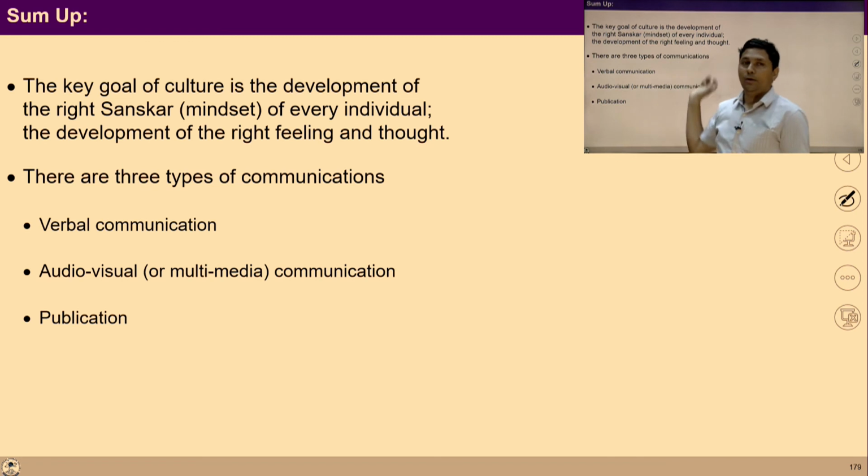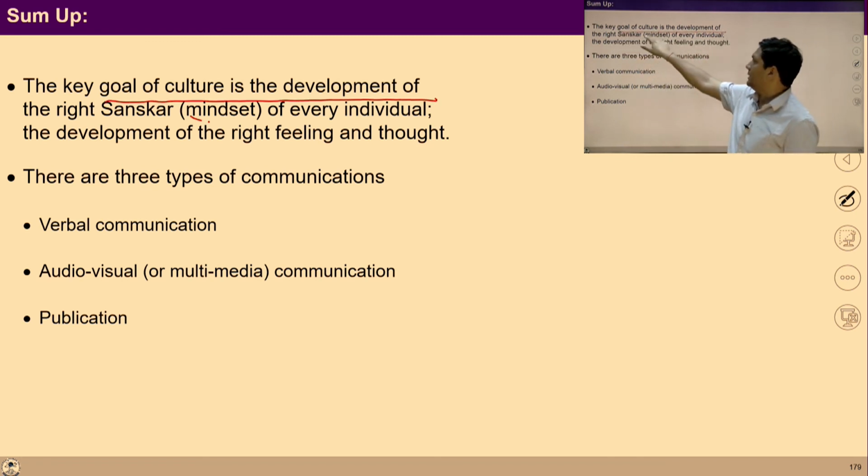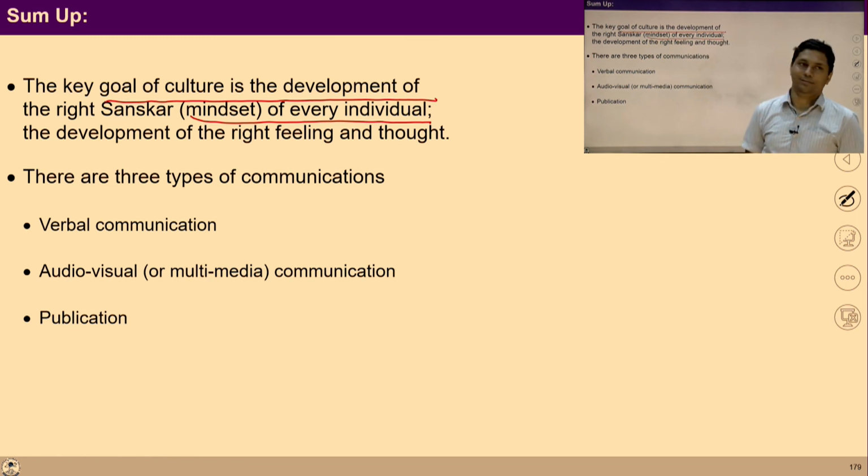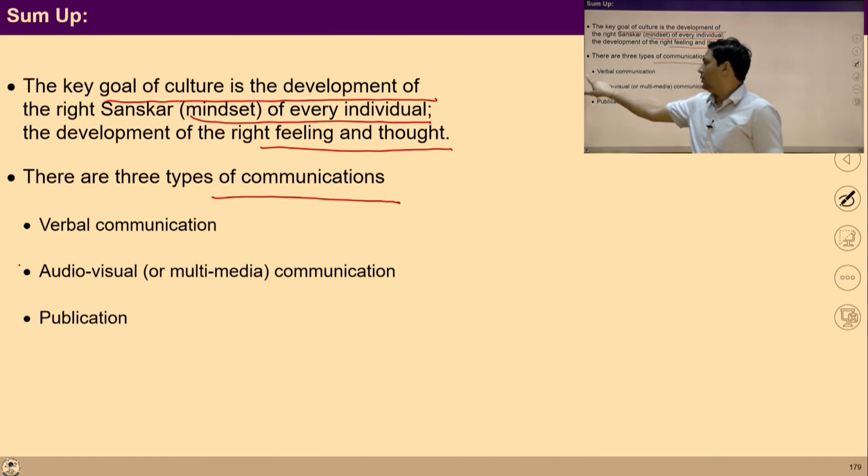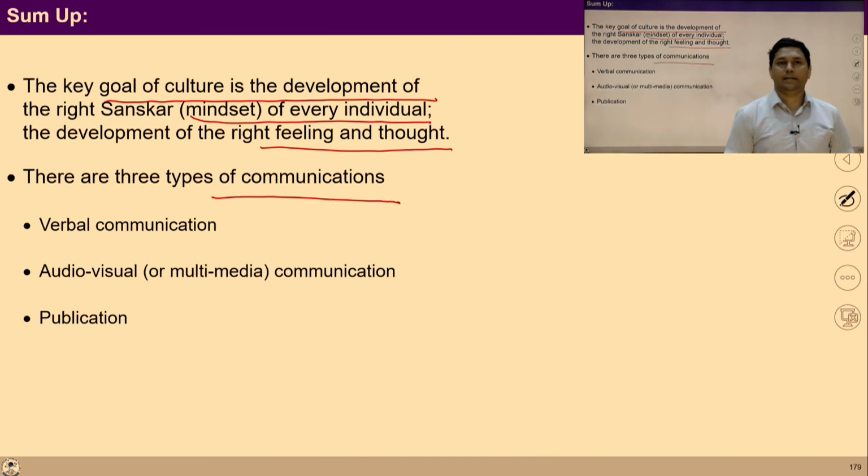If we sum up the whole lecture, we can see the key goal of culture is the development of right sanskar of every individual, development of right feelings. And there are three types of communication: verbal, audio-visual and publication, that are used to convey feelings and thoughts in any culture to any individual.